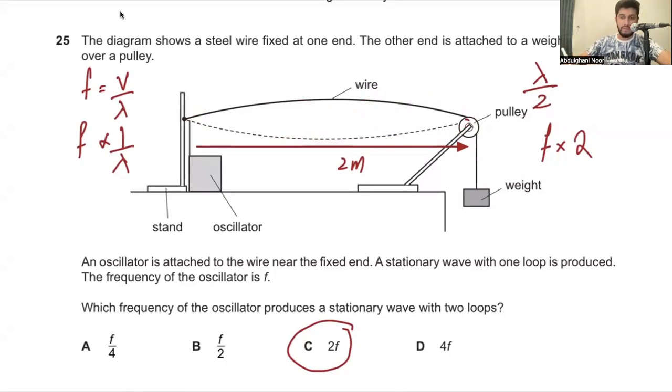Initially, if we talk about wavelength, this is half a wavelength. Within how many meters? Within 2 meters. Which means the wavelength value becomes how much? It becomes 4 meters. Okay? Node to node is half a wavelength.